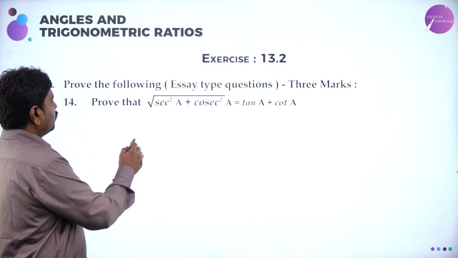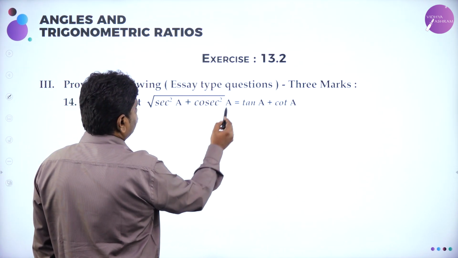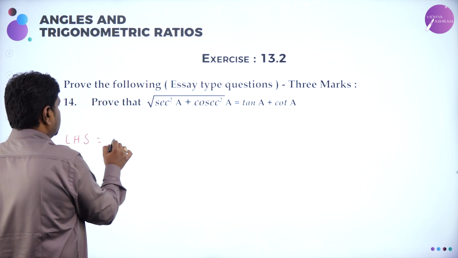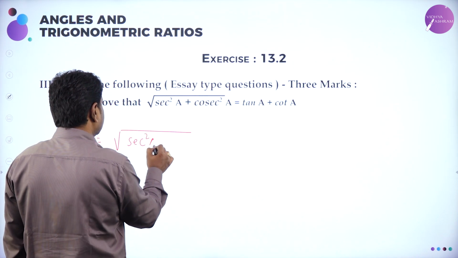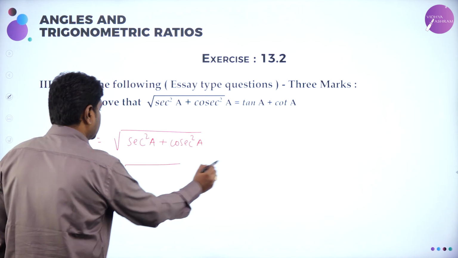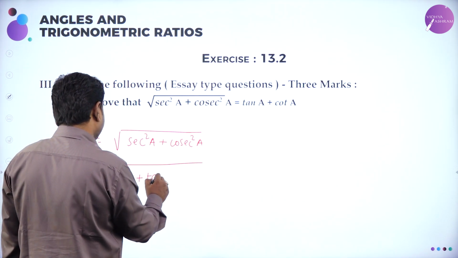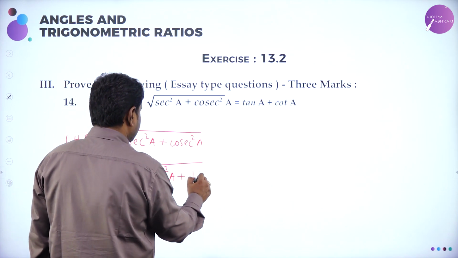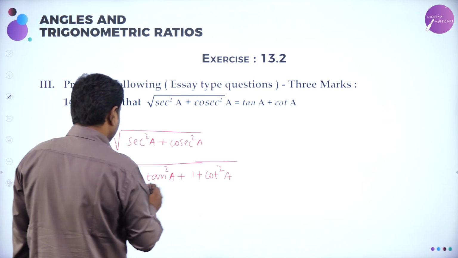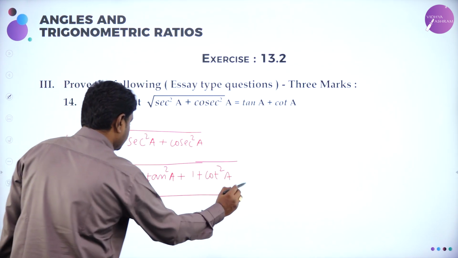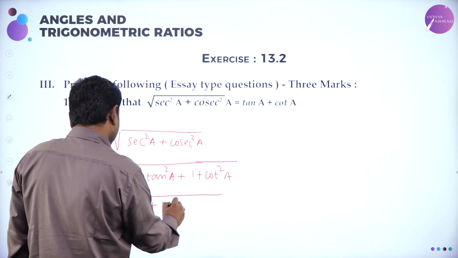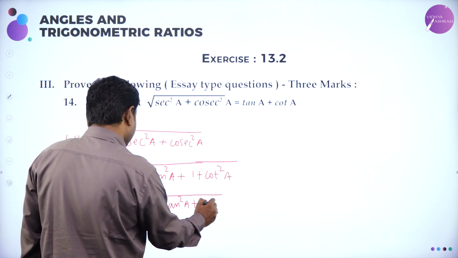Then prove that root of secant square A plus cosecant square A is equal to tan A plus cot A. So take LHS. In LHS they give root of secant square A plus cosecant square A. You know secant square can be written as 1 plus tan square A. Similarly, cosecant square can be written as 1 plus cot square A. Now 1 plus 1 is 2, plus tan square A plus cot square A.